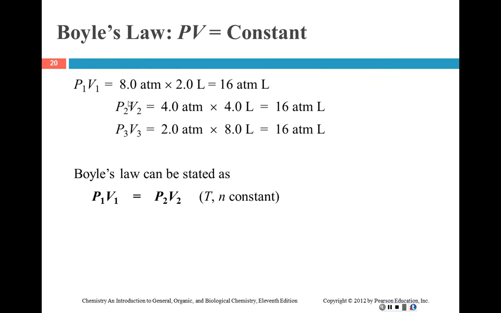So if my pressure is 8 atmospheres and there's 2 liters, then if I multiply those two together, I get 16 liter atmospheres. If I went 4 atmospheres at 4 liters, I also had 16 atmosphere liters. When I change that, if I only do 2 atmospheres, it's going to increase to 8 liters, because this number is going to be constant. That's why we say Boyle's law is P1V1 equals P2V2 when T and n are held constant. What that does is let us calculate the changes in pressure if we know the original conditions and what the new volume is.